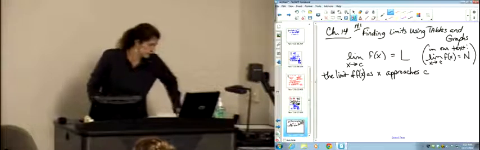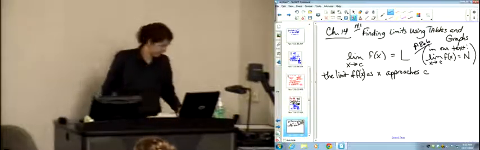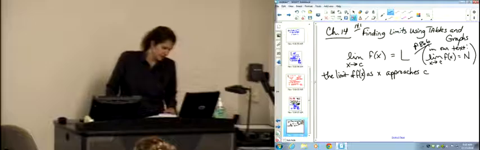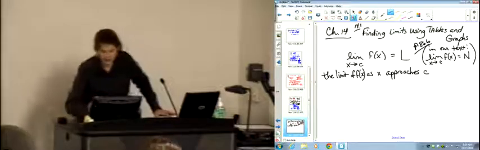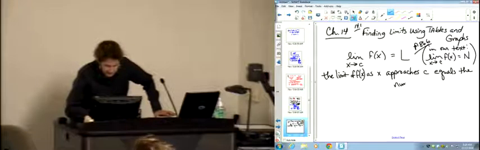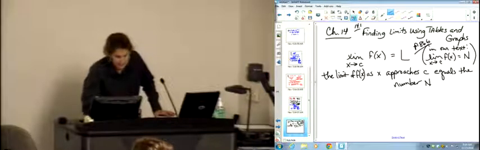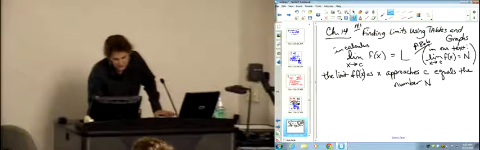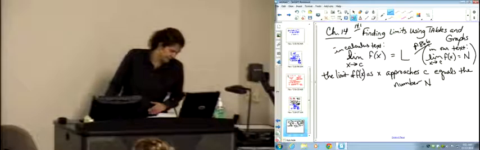So we have this notation over on page 866. I'm going to put it down here in case you want to look up some of this stuff, okay? The limit of f of x, the limit of the function as x approaches c, equals the number n is how they're stating it. That's why they're doing an n. In the calculus text, usually it's like this. And in our text, though, it's n because they're saying equals the number n.